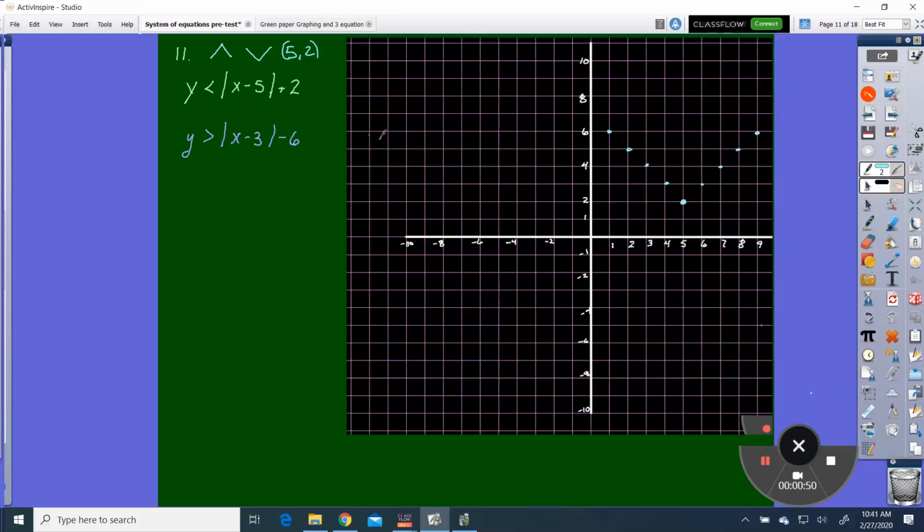Okay, now because it is a less than, it's going to be dotted. Okay, not a solid line. So it's going to be dotted line. And because it's less than, it's shaded underneath. So it's going to be shaded underneath, because the y values under here are smaller than the ones above the line.